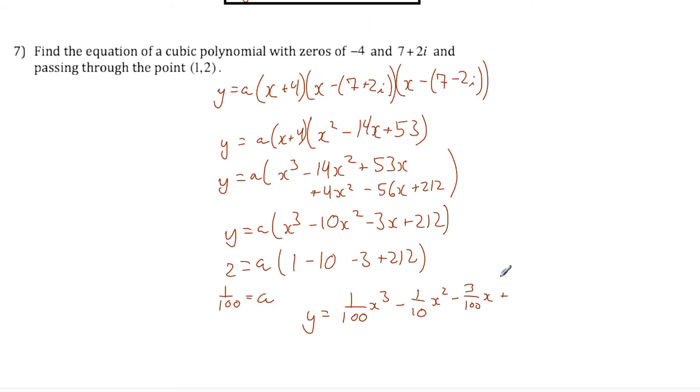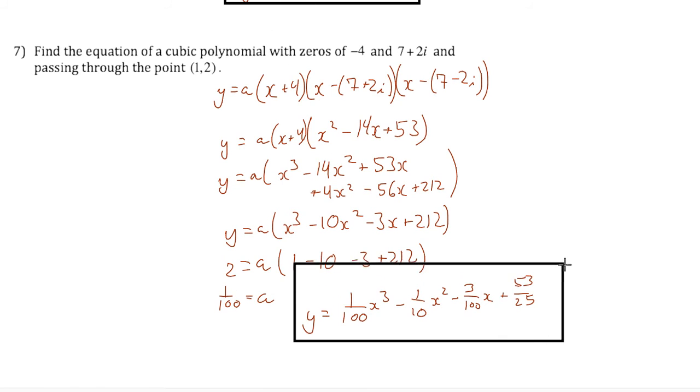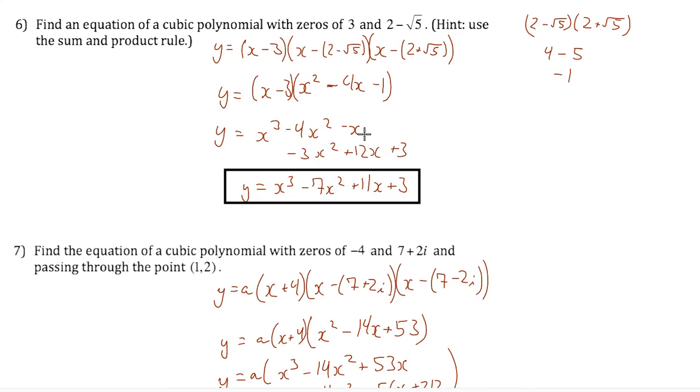There are some common factors there. We can say that's 53 over 25 after reducing the fraction. And that's going to be our answer. So again, really this is knowing the sum and product rule. Then once you get through that, it's just simplifying from there. So set it up, sum and product, and combine.